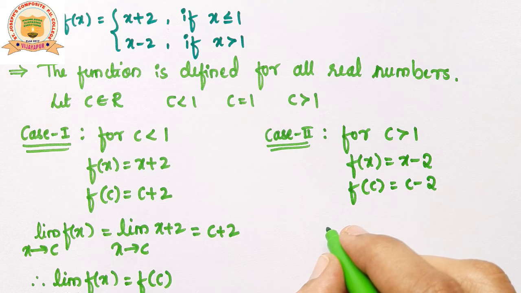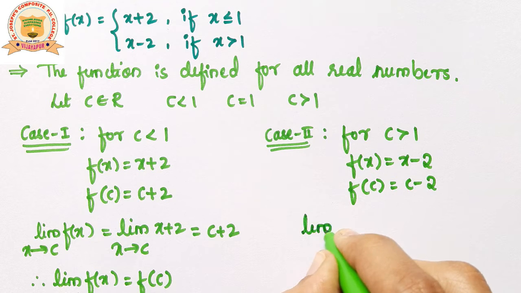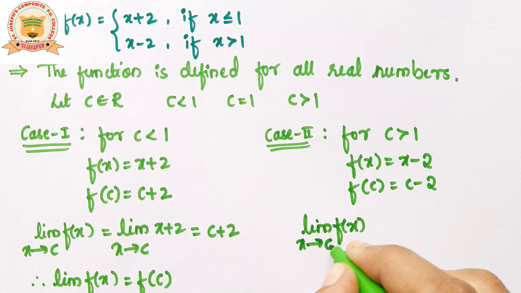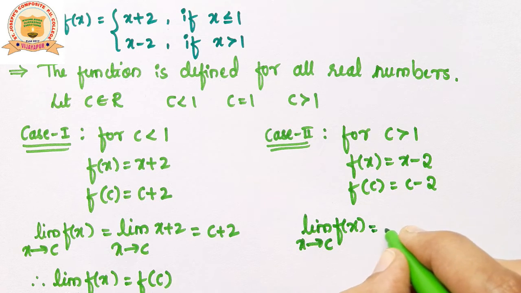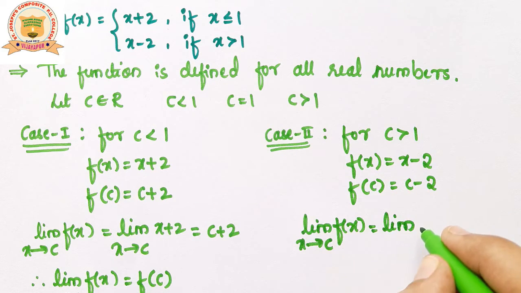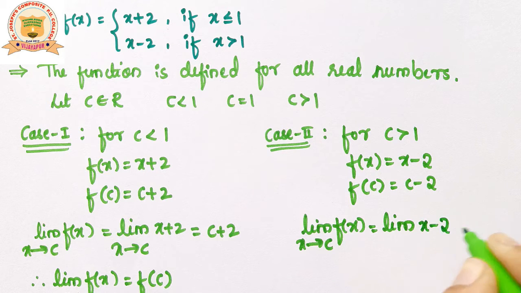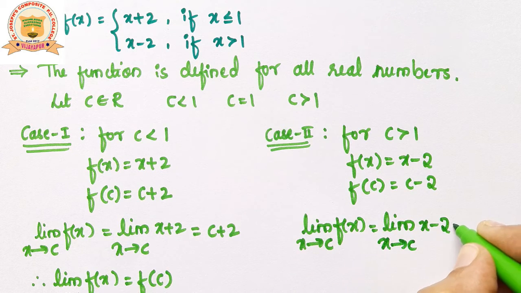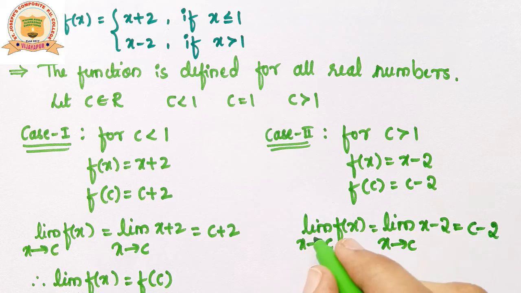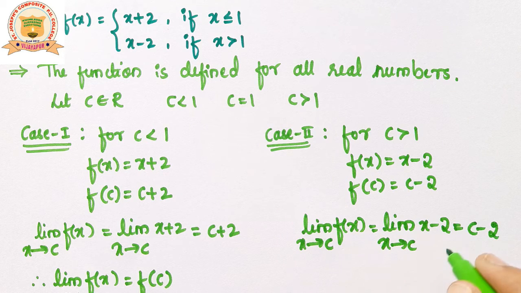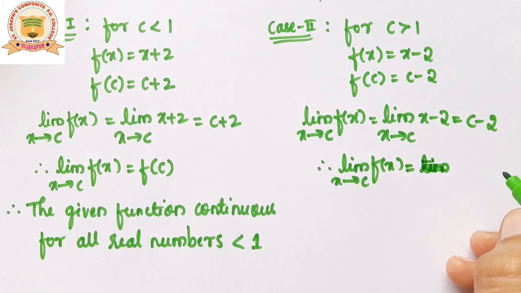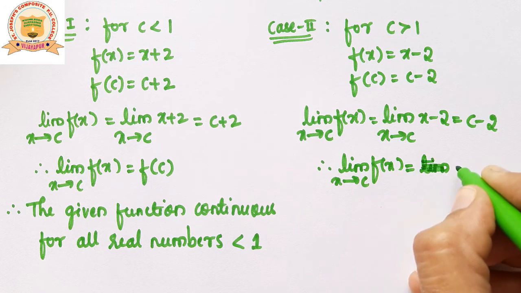Next we have to find the limit of f of x as x tends to c, nothing but as x tends to a real number greater than 1. What is the f of x value for x greater than 1? It is x minus 2. As x tends to c, if you substitute c in place of x, you will get c minus 2. Therefore, the limit of f of x as x tends to c is equal to c minus 2, as well as f of c is equal to c minus 2. The limit of f of x as x tends to c is equal to f of c.